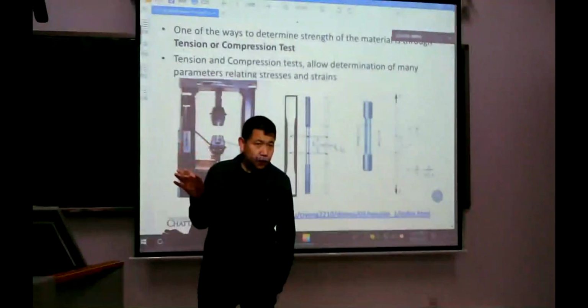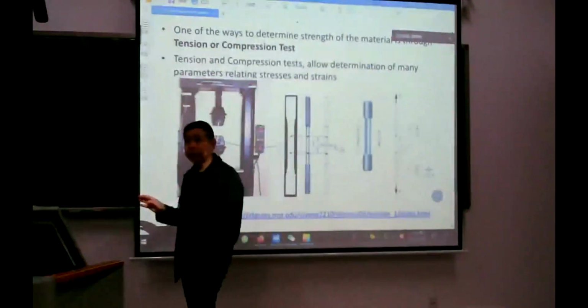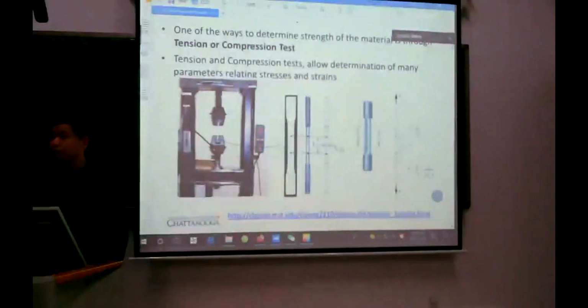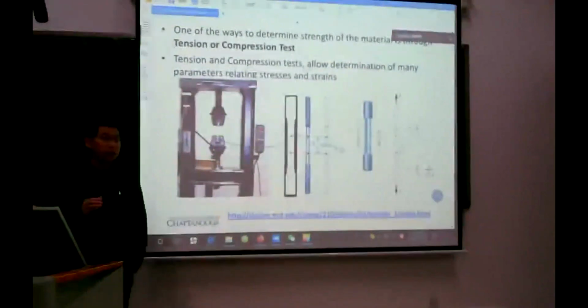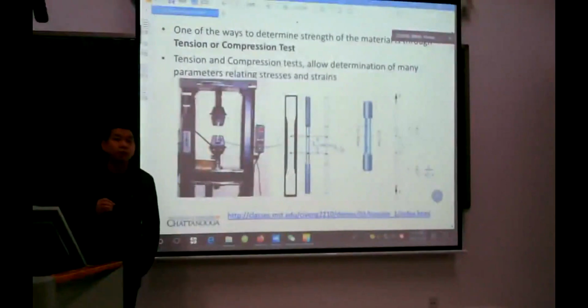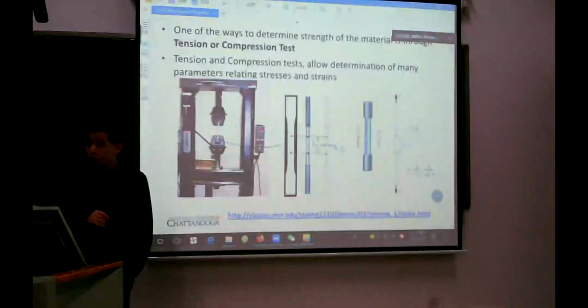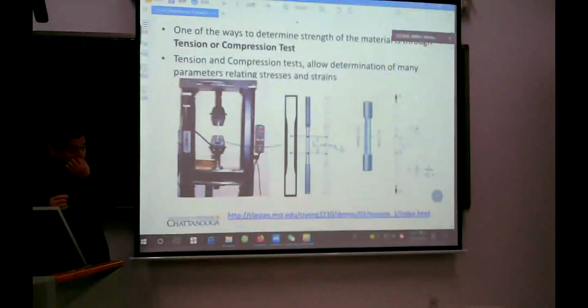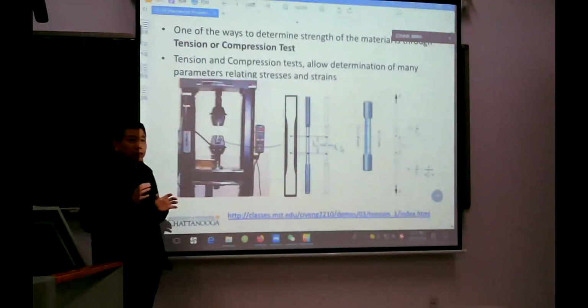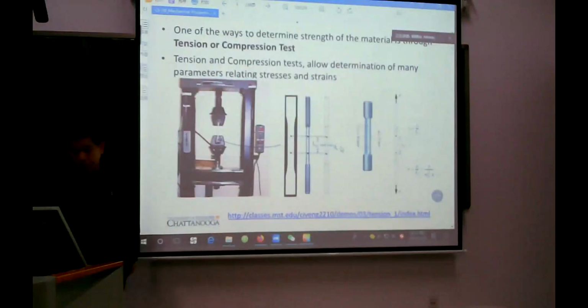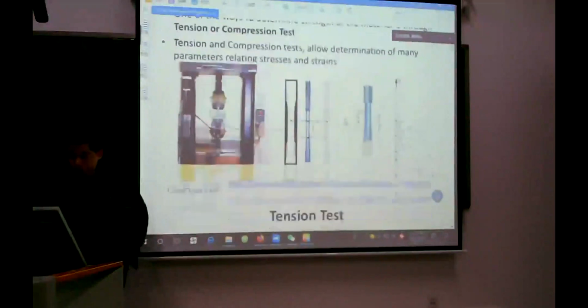The temperature and other things, and the speed of the load. Sometimes we add the load very quickly. Sometimes it's slowly. We will get a different property. So we have a code for how to do the experiment.